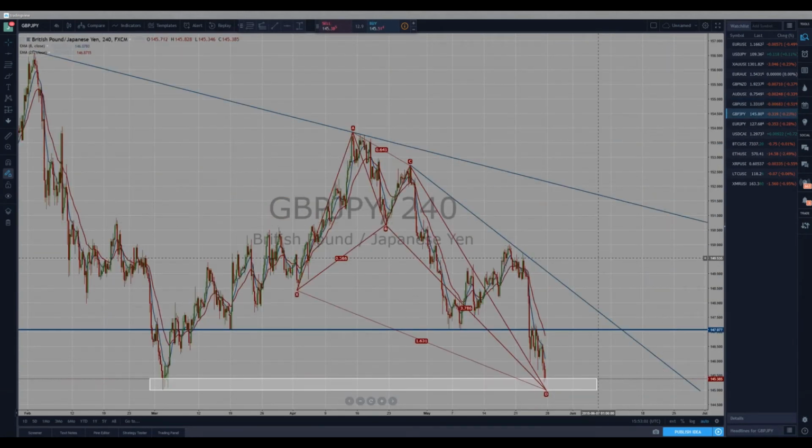Moving on to GJ. GJ, there is a crab pattern drawn. It's almost completed right now. You can see the completion is at the bottom of the zone, which matches up perfectly with previous market structure, so I do like this completion. If this does complete, we'd be looking for opportunities to buy based on the rejection of this zone and the rejection of the completion of the crab pattern. I do apologize that it is not labeled, but this is a crab pattern.